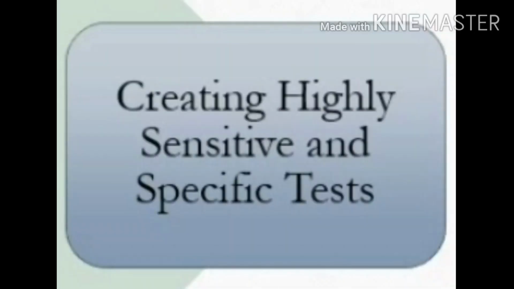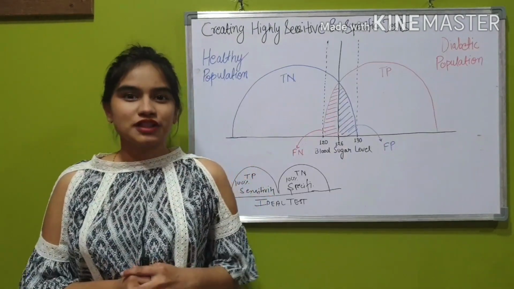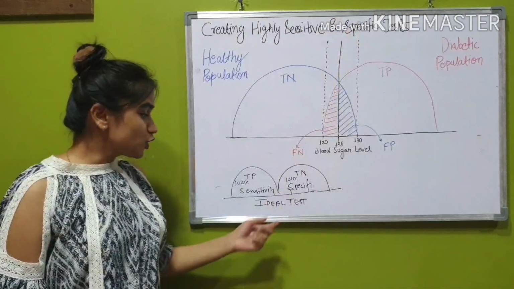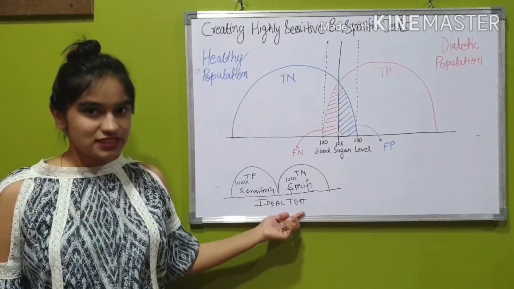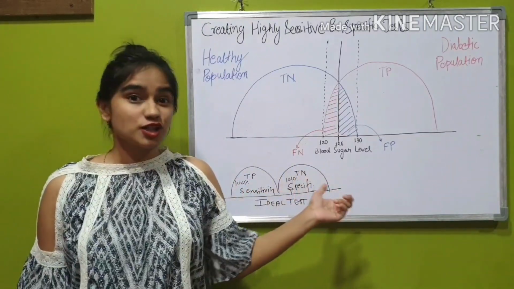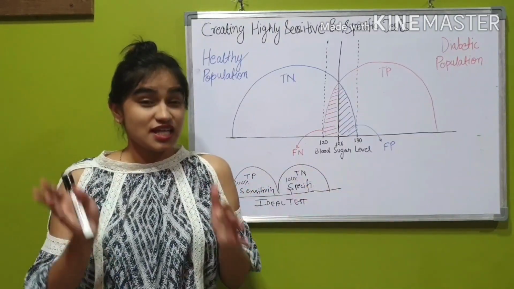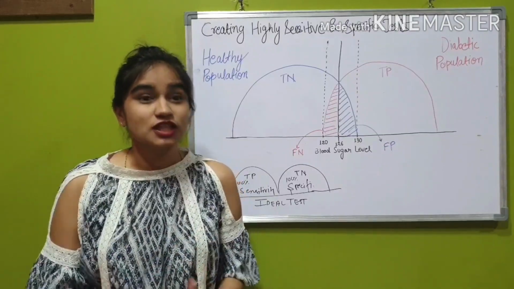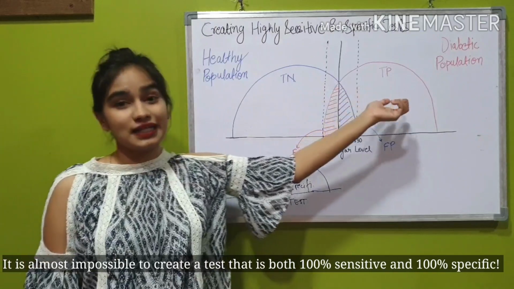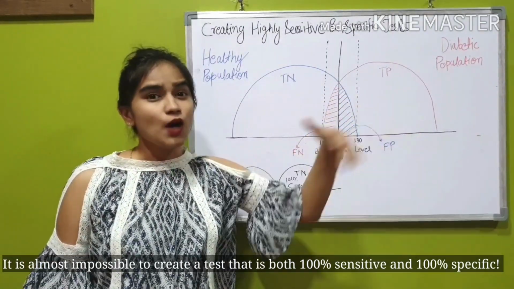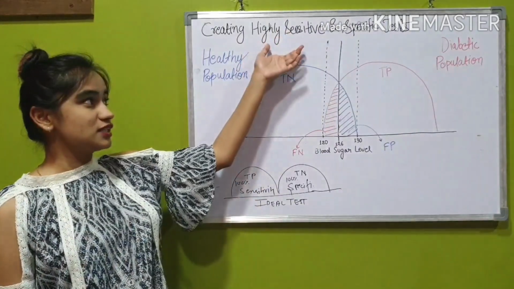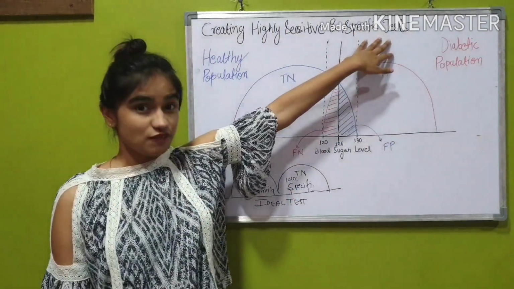Creating highly sensitive and specific tests. Now let's talk about creating tests that are highly sensitive and highly specific. I'm going to begin this by explaining the ideal test. An ideal test is something that has 100% sensitivity and 100% specificity, which is actually non-existent because there is always an overlap between these two curves, that's the normal population and the deceased population. However, we can create a test that is either 100% sensitive or 100% specific.